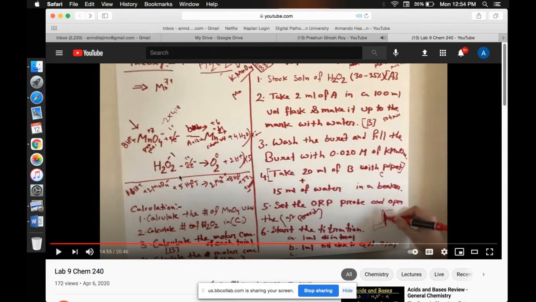You see, this is a 2:5 reaction, right? So what about the number of moles of KMnO4? You will get it here. If you multiply that number of moles of KMnO4 with 2.5, since this is a 2:5 reaction, you will get the number of moles of hydrogen peroxide, right? Hydrogen peroxide. You got it?